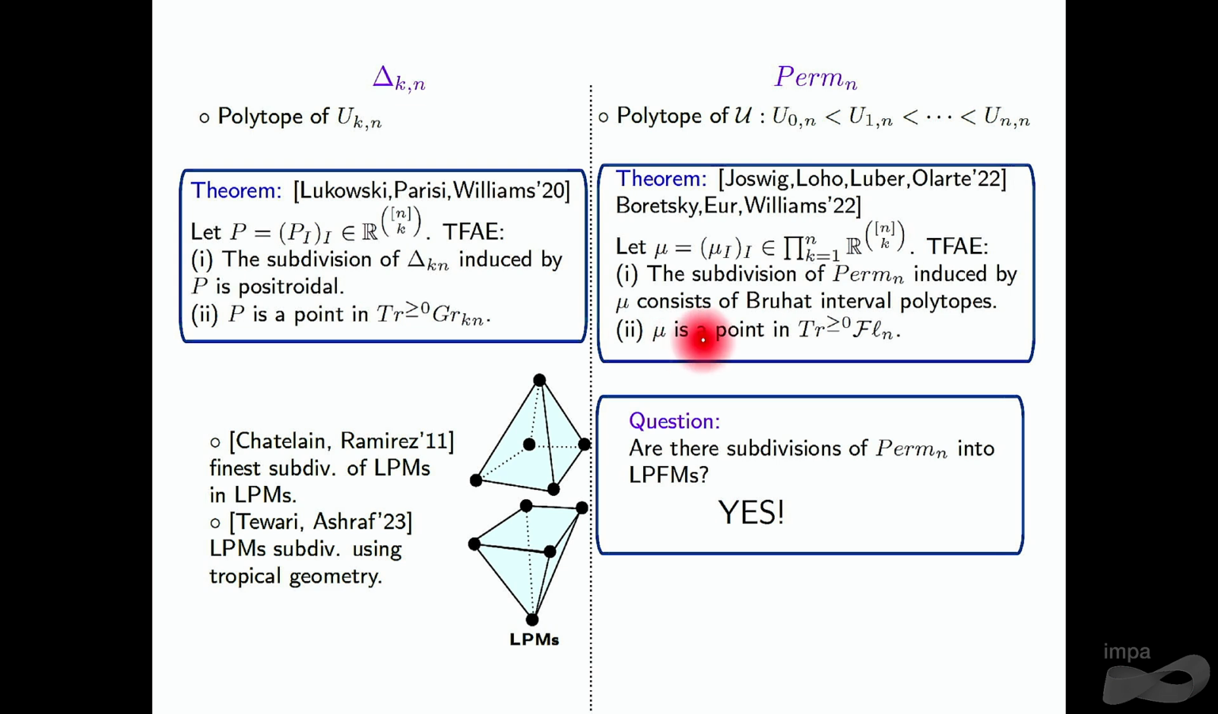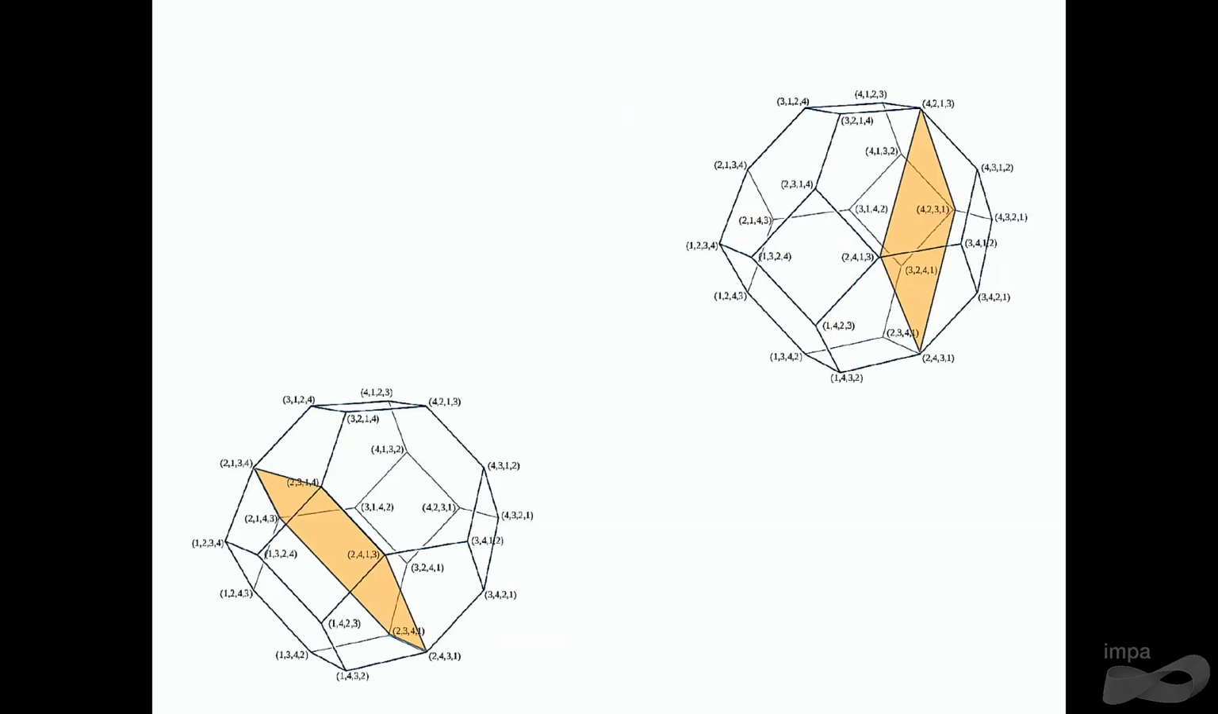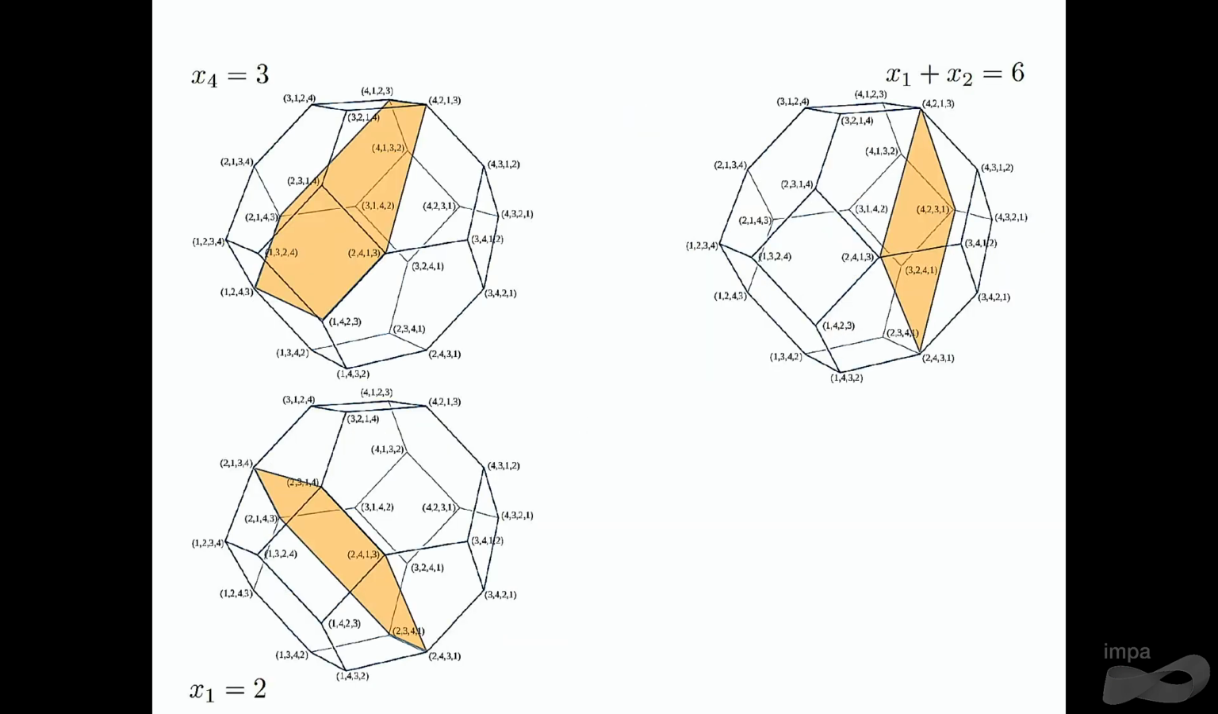Because I do not do tropical geometry, I cannot build these regular subdivisions as tuples living in the positive tropical flag variety. I have to come up with another way of building them, and that other way is by cutting the permutahedron with hyperplanes. Let me show you a couple of examples. In each one of these, I'm cutting the permutahedron for n equals 4 with 3 different hyperplanes.